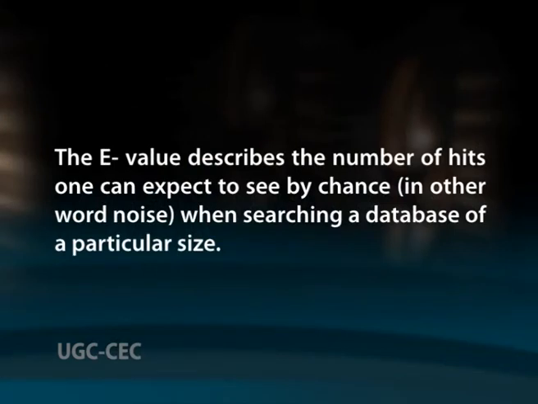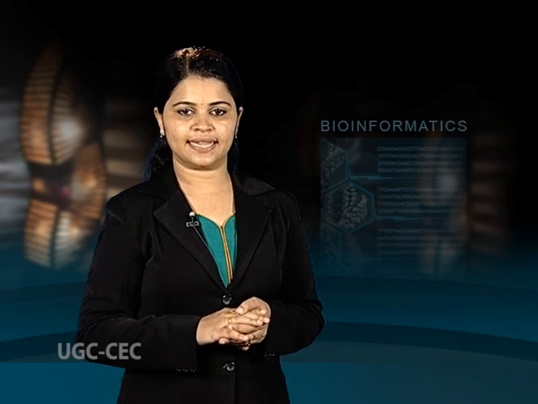The E value describes the number of hits one can expect to see by chance, in other words noise, when searching a database of a particular size. For example, an E value of 1 assigned to a hit can be interpreted as meaning that in the current search one might expect to see one match with a similar score simply by chance. Conversely, a value of 0 indicates that no matches would be expected by chance.